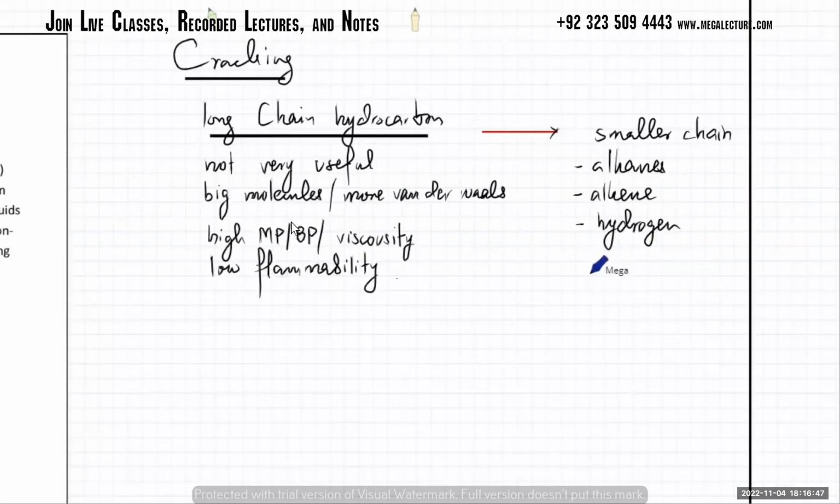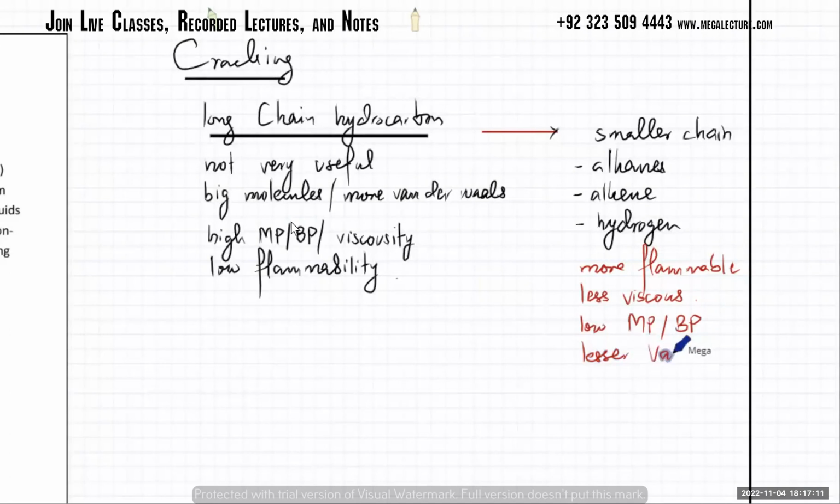So the smaller ones are more useful, they're more flammable. And they're also less viscous. And they've got low melting and boiling points. Why? Because they've got fewer electrons, and so they're going to have lesser van der Waals forces.